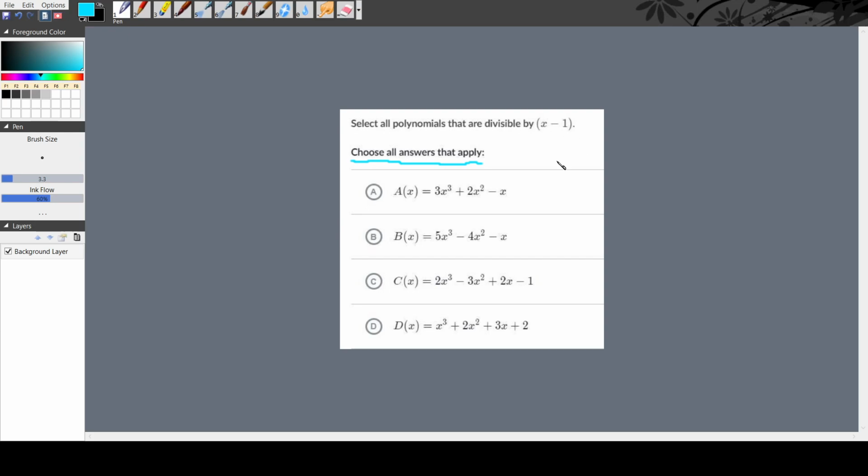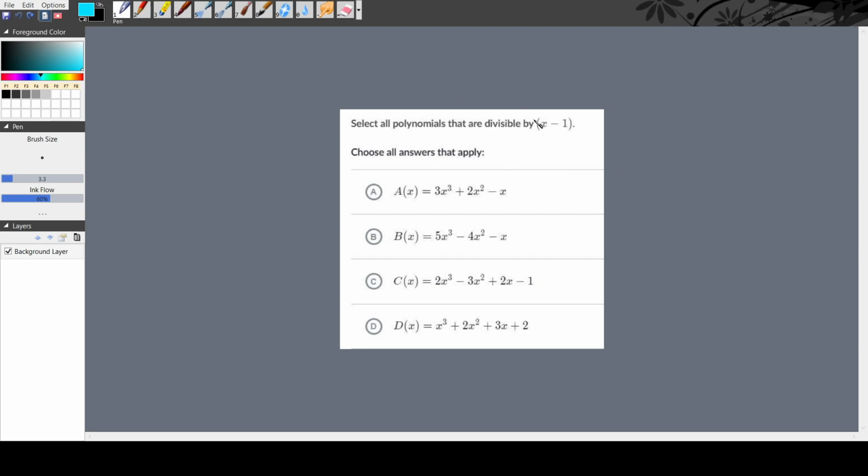Well, in this case, it means that the remainder that you will get from dividing any of these functions by x minus 1 should be 0. And that's the value that we're trying to find. So in case you don't know the divisibility, you can check if the x value is a 0 or not.